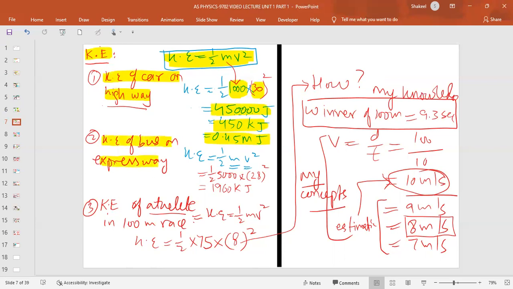Kinetic energy of bus on the expressway, same formula, but this time mass of the bus is more than car. It is 5,000 and the speed is less than that of car, around 28. So it is 1960 kilojoule.